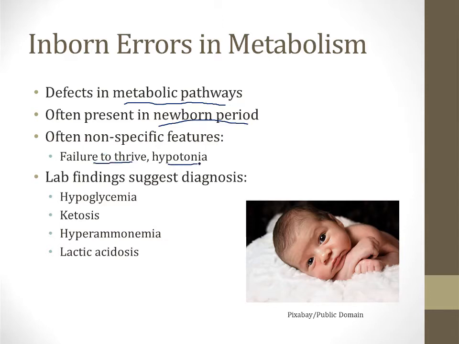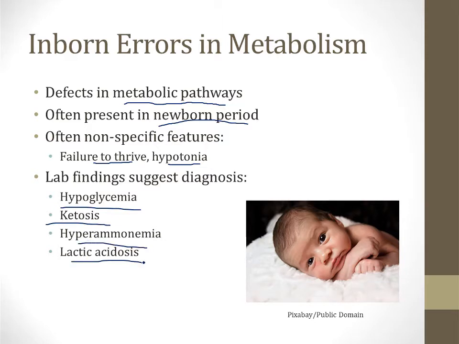Babies can't give a detailed history, so normally all you get is a general impression that the baby is not doing well. And the way you're often asked to make the diagnosis of one of these disorders in USMLE questions is by using the lab findings, things like hypoglycemia, ketosis, hyperammonemia, and lactic acidosis.